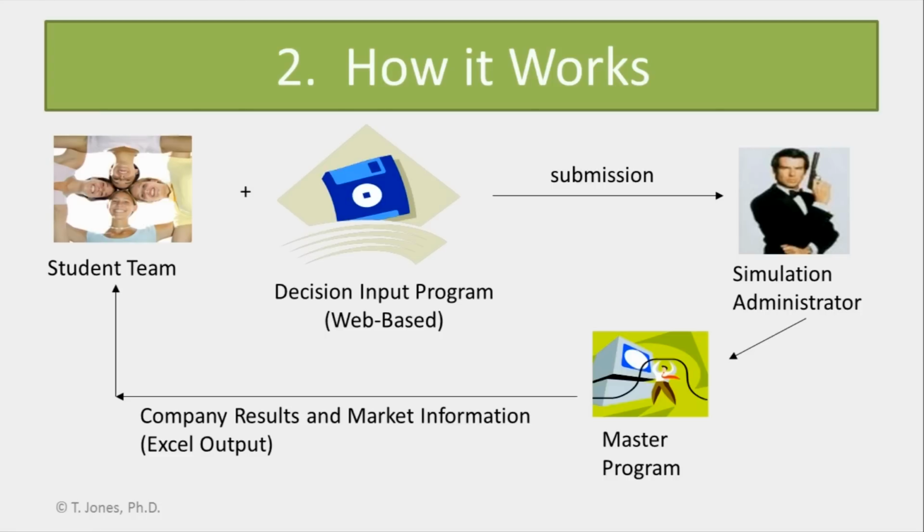The company will input their decision using this web-based program and then submit it to the simulation administrator. The simulation administrator will download all of the decisions made by the team at a particular time and then run these through the master program. The master program generates company results and market information. This comes in the form of an Excel output, which is emailed to the student teams for them to review. And this cycle continues for however many decisions there are in the simulation game. Typically, this is about an 8 to 10 period run of a simulation.